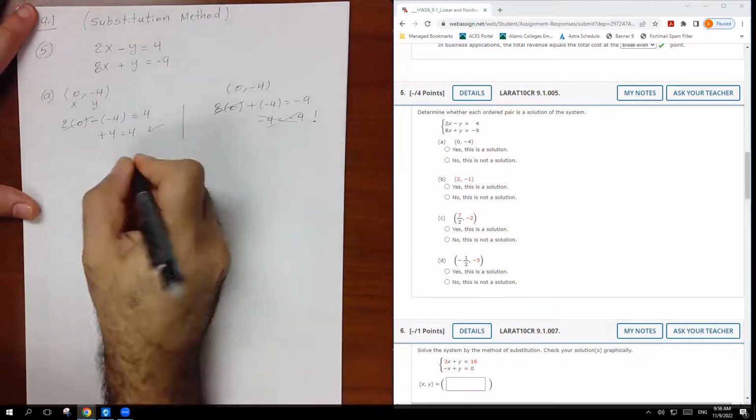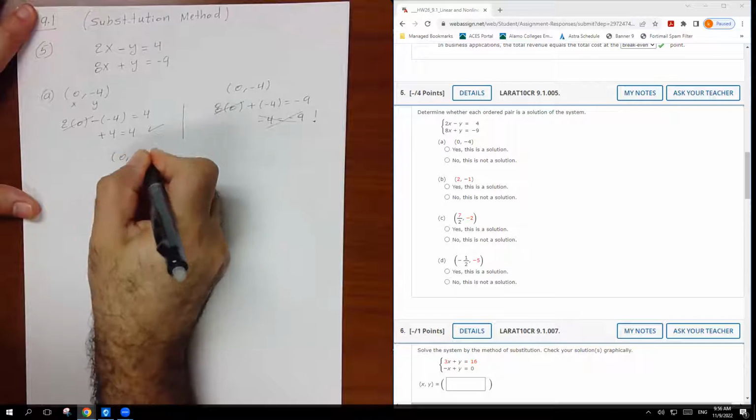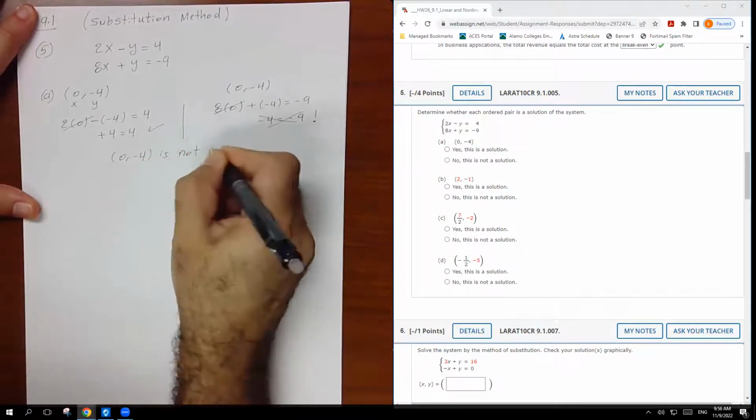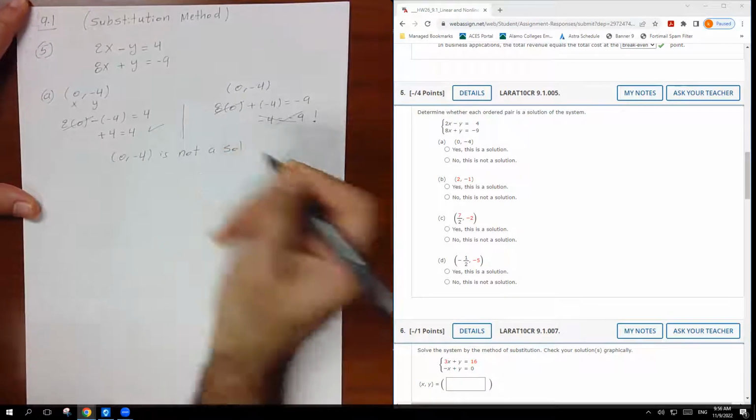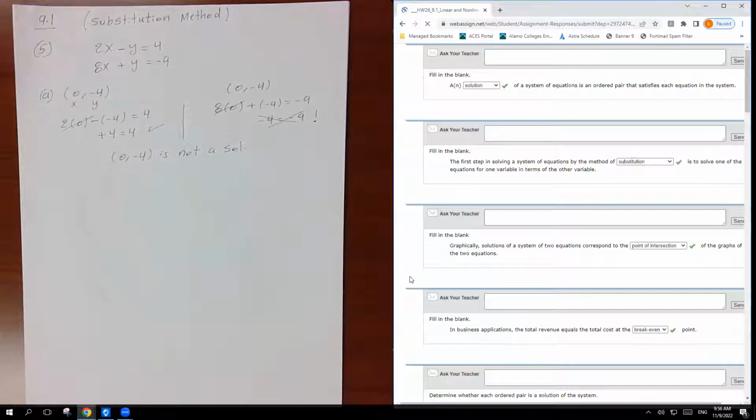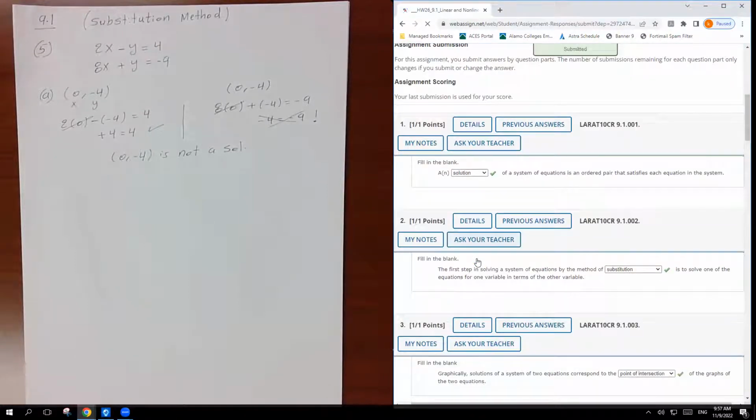So (0, -4) is not a solution. You have to get two equal sides, and you have to satisfy the solution, satisfy the two equations. So this is not a solution. I'm going to check the last one because there's a fraction in it.